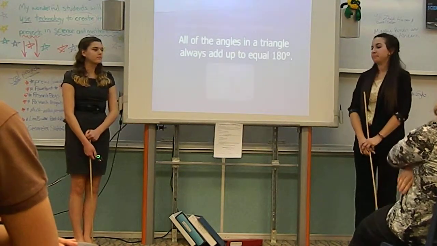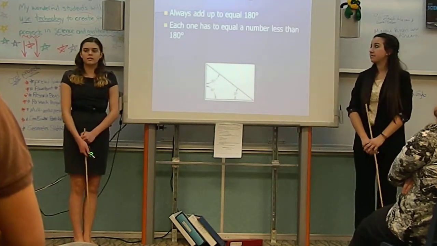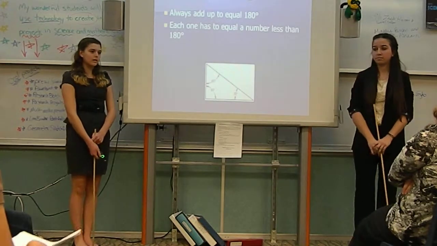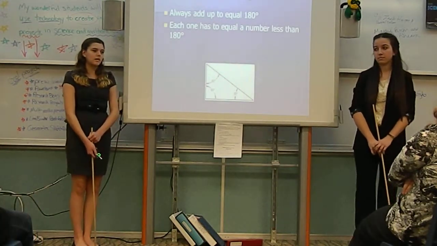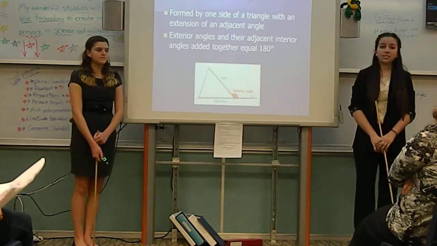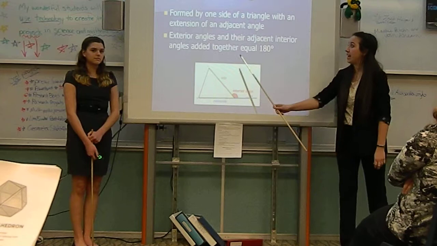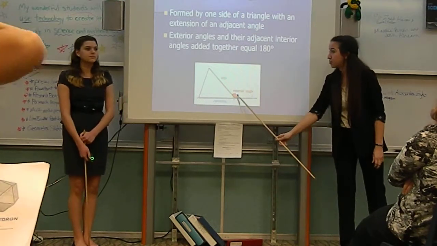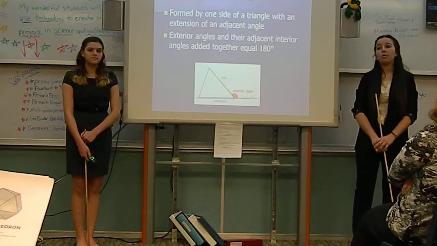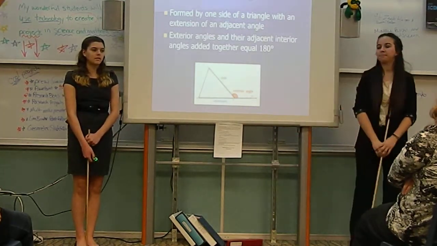The triangle sum conjecture states that all interior angles of a triangle must always add up to 180 degrees. All angles inside of the triangle will always add up to 180 degrees, and this also means that each angle must be a measure less than 180 degrees. Exterior angles are formed when one side of the triangle has an extension of an adjacent angle, which is shown right here. Exterior angles and their adjacent angles will always add up to 180 degrees. So that's shown right here.